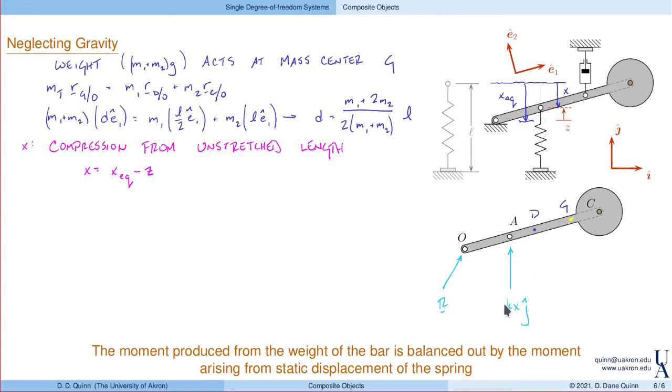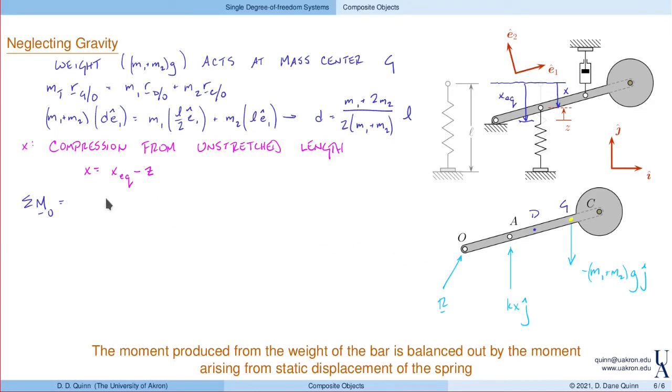If X is positive, this force is up. And then I have the weight. And that's minus M1 plus M2 G in the J direction. So with that, I will look at the moments. Sum of the moments about point O.